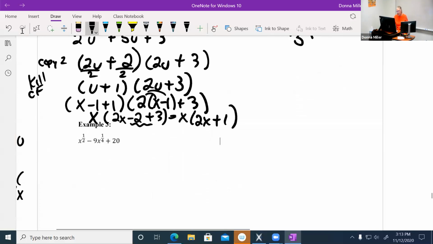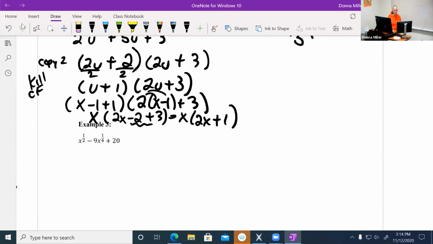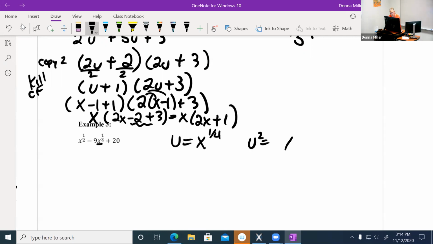Okay, so what we're going to do now is this looks really scary because of the fractions, but they're not really. I see an x and an x, and I see a 20. I see 3 terms as some kind of quadratic, right? So here's my hint for you. Let u be whatever that is, the middle term there. So u is x to the 1/4. So let's figure out what u squared is. So u squared would be x to the 1/4 squared.